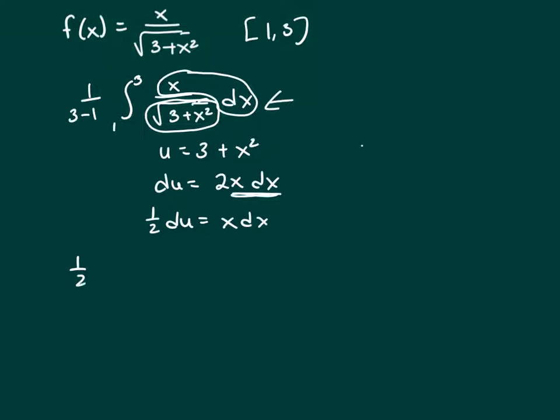So it's 1/2, 1 to 3. In the denominator, you have the square root of u. And what is x dx? x dx is 1/2 du. Now, one thing I want to do is change my endpoints.